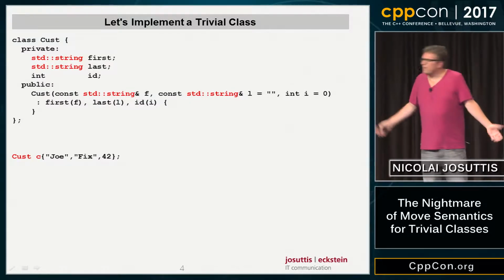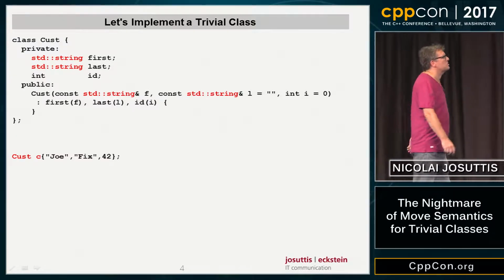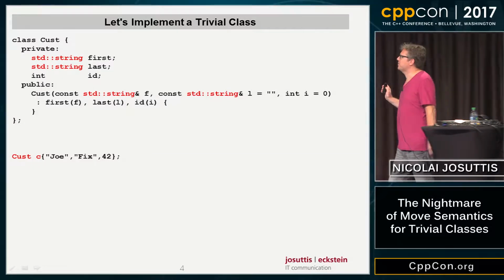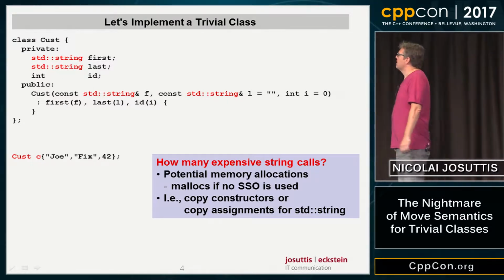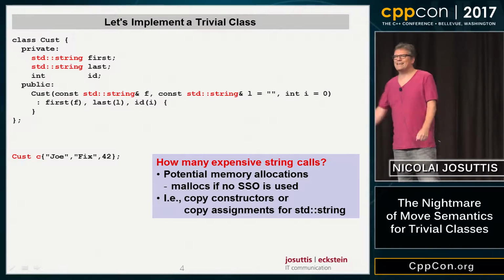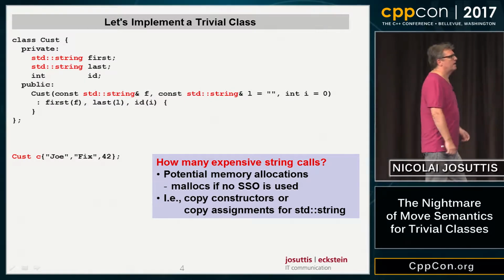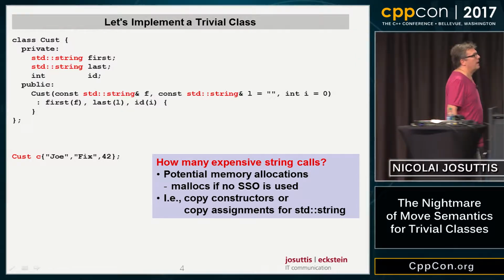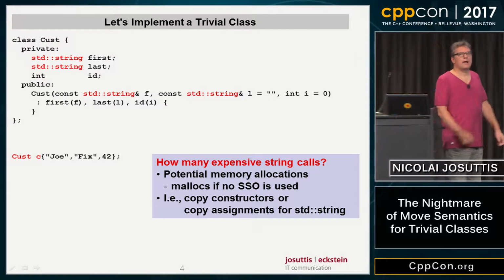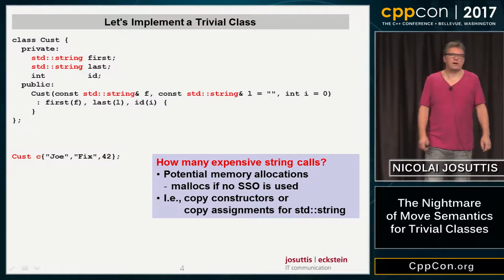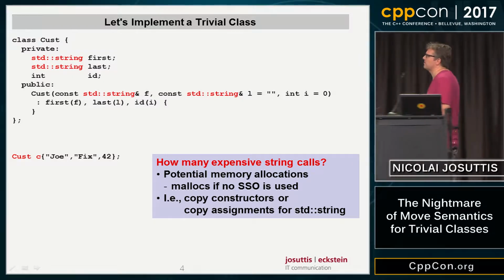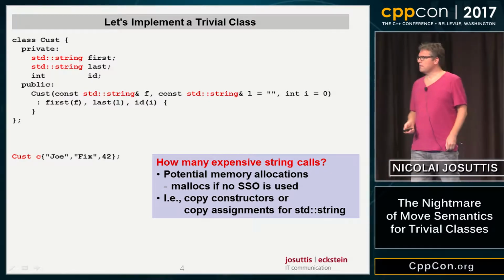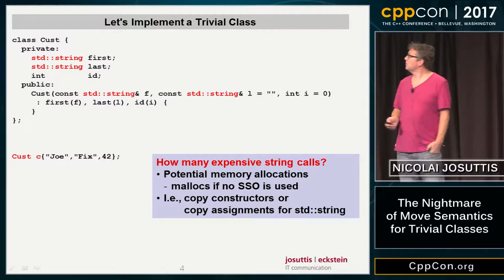So I want to create a customer C initialized with 2 string literals and an integer. And here's my first question to you for the morning to wake up. How many expensive string calls are done here? I mean, how often do I copy or copy assign a string? And which is a malloc unless we have short string optimization. So it's a potential expensive operation. Think about, you have your number? Okay, let's see.